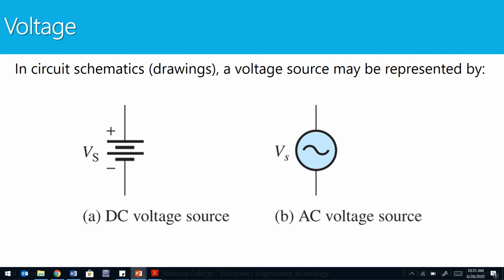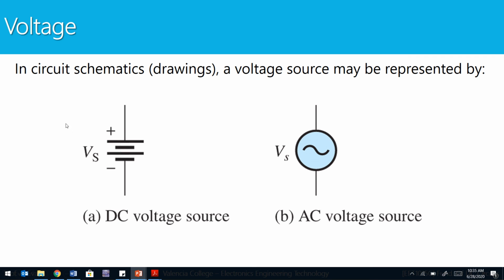As we go throughout the course and as you go throughout your textbook, you'll see circuit schematics or circuit drawings, and a voltage source may be represented by one of the two images you see here on the screen. This is a DC voltage source. So for this course, we're only going to focus on a DC voltage. A DC voltage is a direct current voltage. That just means that a constant voltage is continuously supplied to the circuit. Constant voltage. That's what this symbol represents.